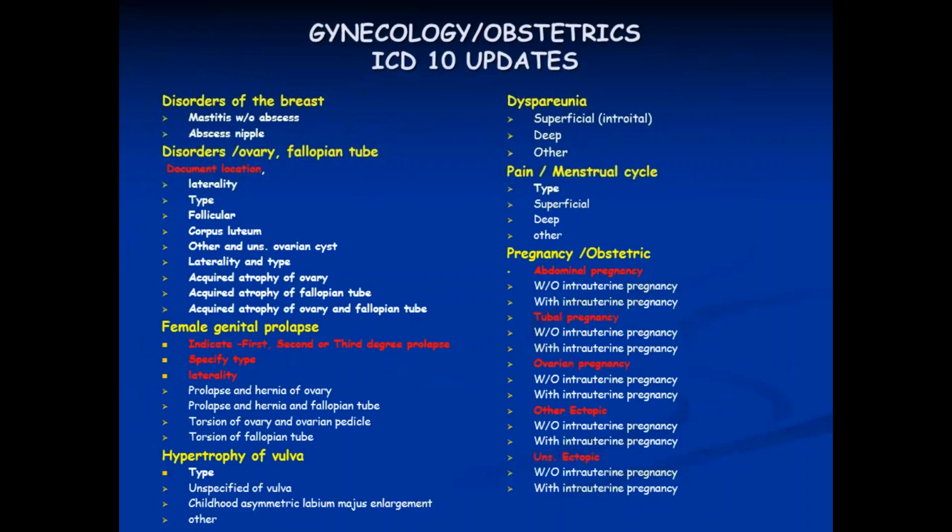Female genital prolapse indicate first, second, or third degree prolapse, specify the type and laterality. So you have prolapse and hernia of the ovary and fallopian tube now. Torsion of ovary and ovarian pedicle. So then we move down to hypertrophy of the vulva. The type, unspecified. So there are some cases when we do have unspecified.